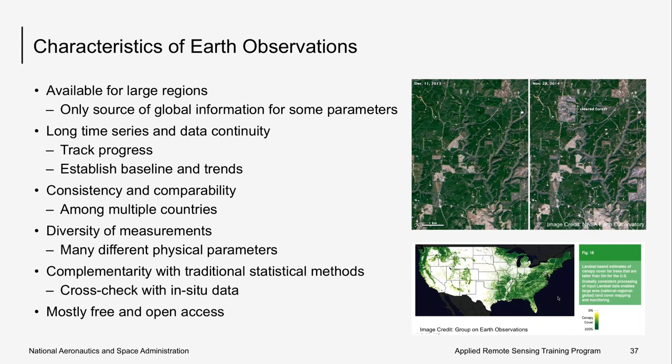There's a diversity of measurements from spectral reflectance that can be used to monitor vegetation health to soil moisture and canopy data. Remotely sensed data can be used in conjunction with field-based observations, which serves as a type of cross-validation measurement. And finally, the data are mostly free and open access, and all data available from NASA are free.